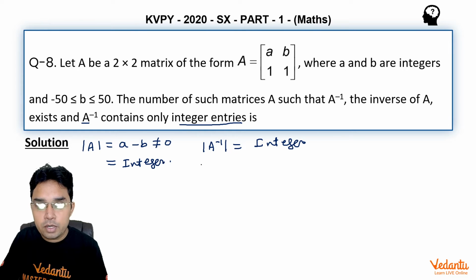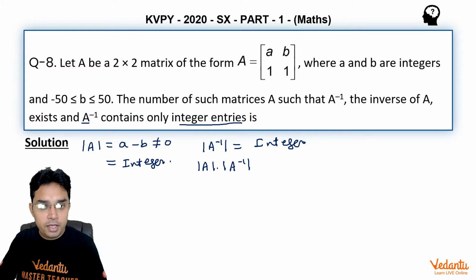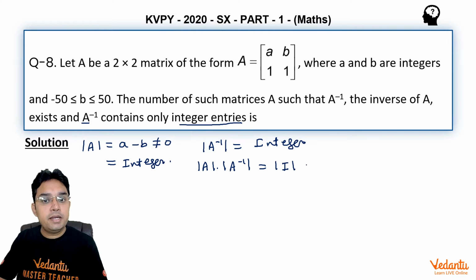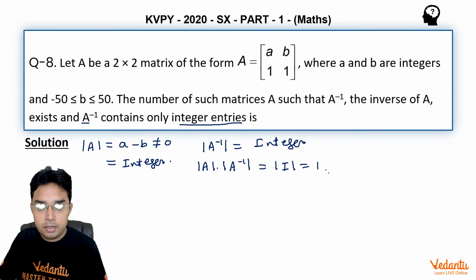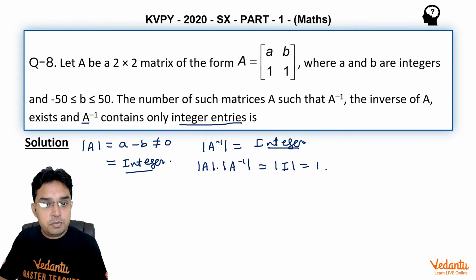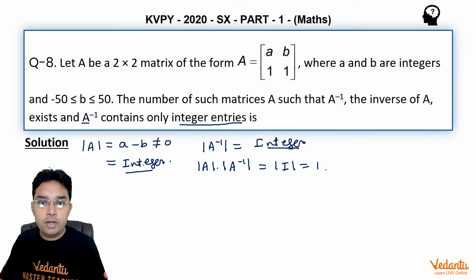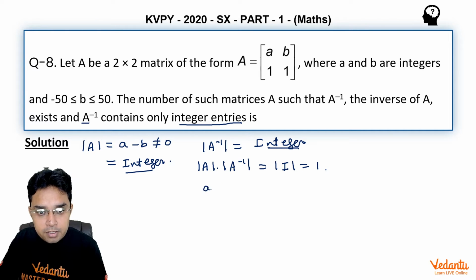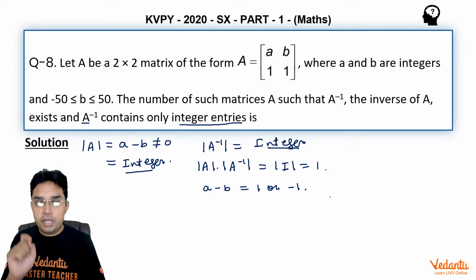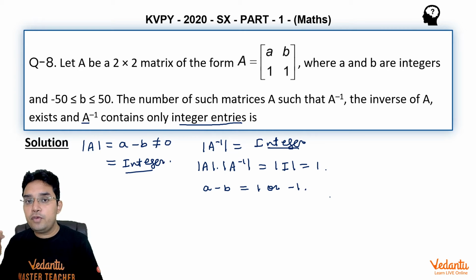Now because of one very important property of matrices, if we multiply the determinant of A with the determinant of A inverse, it should be equal to the determinant of the identity matrix. So it should be 1 only. Because they both are integers and their product is 1, each value should be either 1, 1 or minus 1, minus 1. There is no other value possible if the product of two integers is 1. So here a minus b will be equal to either 1 or minus 1. That is one way of concluding what the value of a minus b should be.